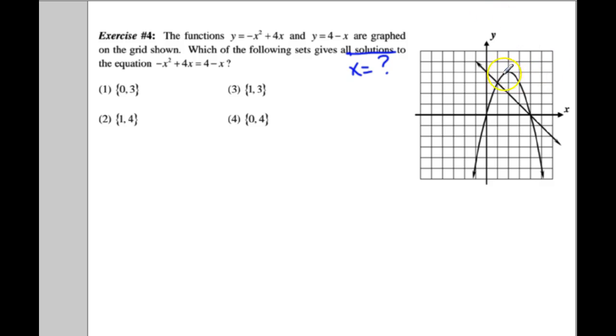So I go to my graph. This is my parabola. It's a quadratic, and this is a linear. The points of intersection are here and here. I want to know what those values are, so I look on the x-axis. I come down and I see that's 1. Remember, label them if you want to, that's perfectly fine. I come down, it is 1, and this other one is actually on the x-axis at 4. So it's 1 and 4, which is choice 2.